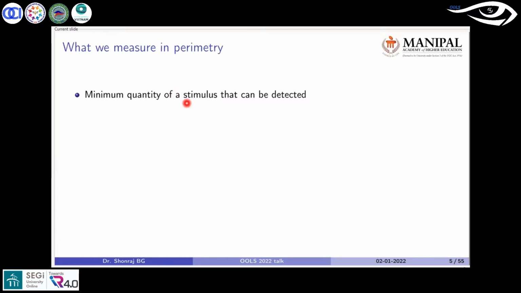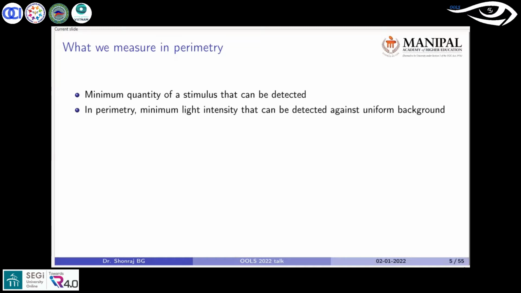Now, what is perimetry? What do we do in static automated perimetry? Well, in perimetry, we are trying to measure the minimum quantity of the stimulus that can be detected. In other words, we are looking at the minimum light intensity that can be detected against a uniformly lit background. So it can be defined as differential light thresholds or differential light sensitivities.